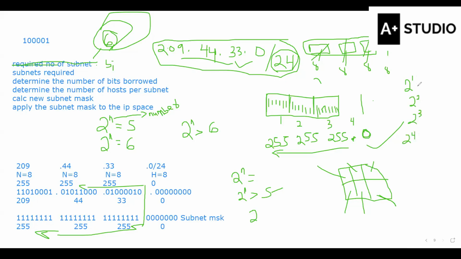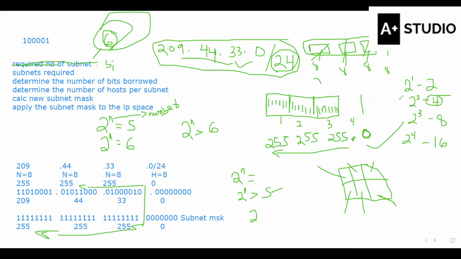So we know that this gives us 2. This will give us 4. This will give us 8. This will give us 16. All right. So if they are telling us that for this network we have to create maybe 6 subnetworks, we can't go for 4.